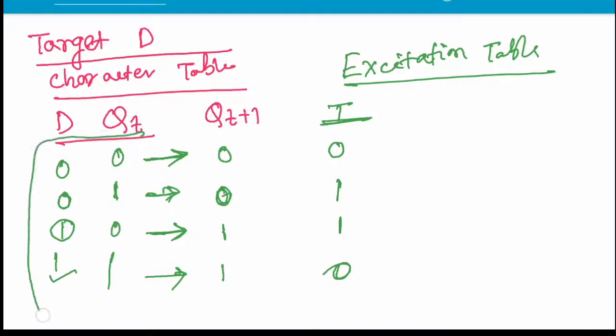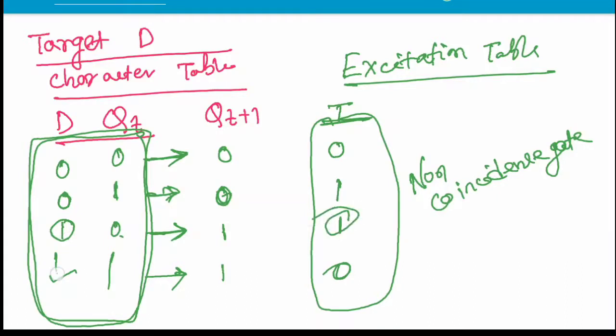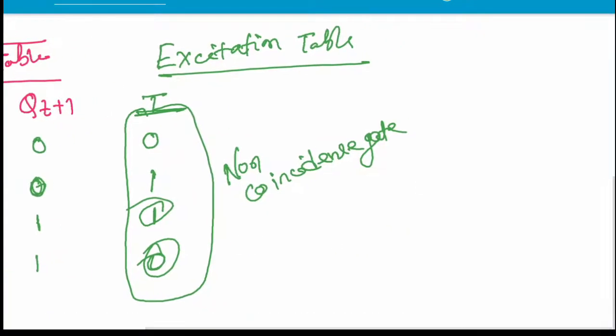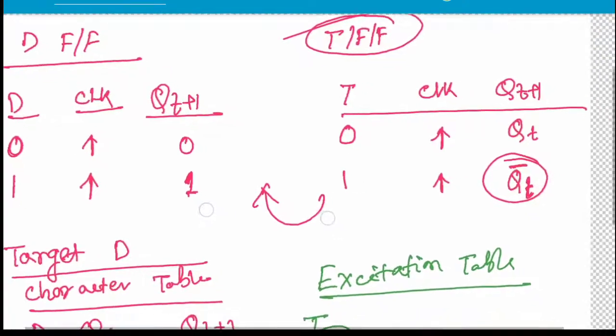For this input, what is coming? Output is this one. Which gate is this? This is the non-coincidence gate, that is 0 0 0 0 1 1 1 0 1 1 1 0. Which gate is this? This is the non-coincidence gate, that is the XOR gate. This is the non-coincidence gate. So how can this be designed?